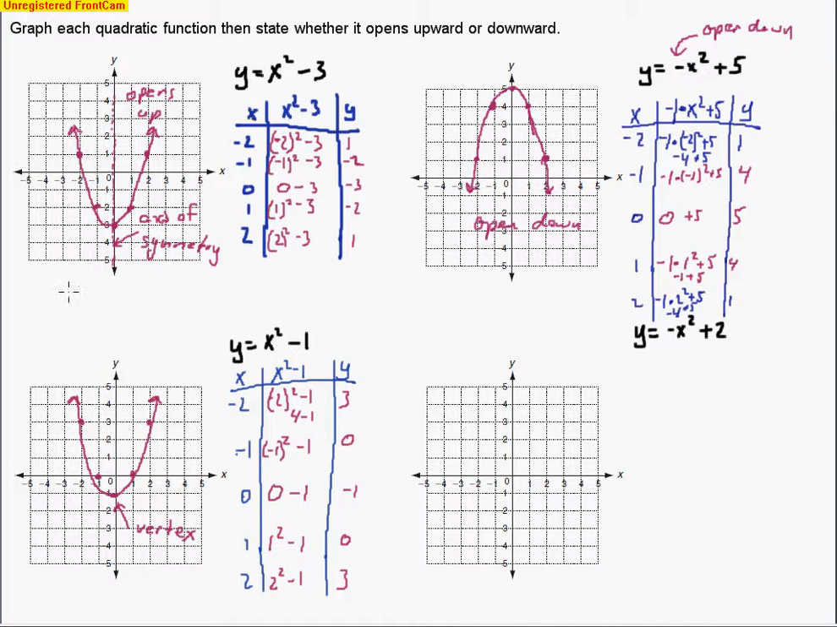So we say this one opens up. And what caused it to open up? Well, it's that number out in front of x squared. It's a positive x squared. So when it's positive x squared, it opens up.